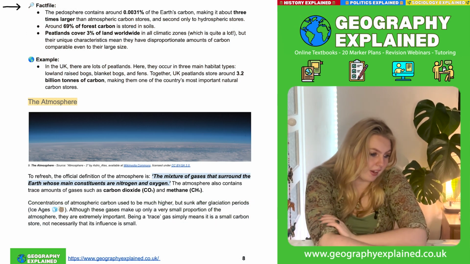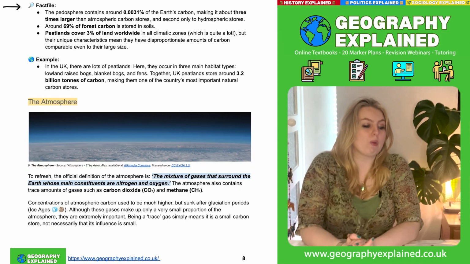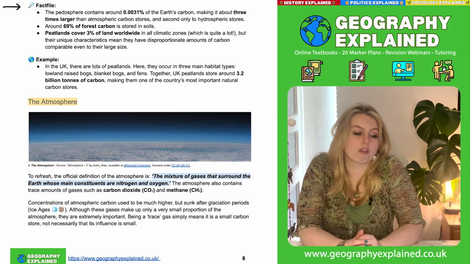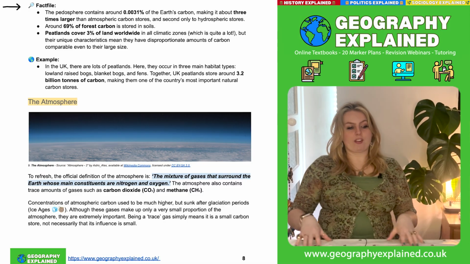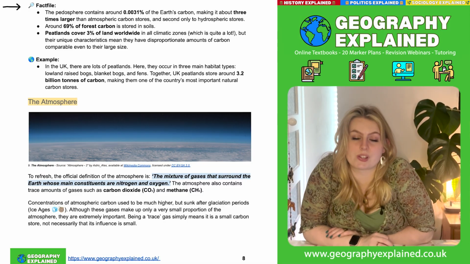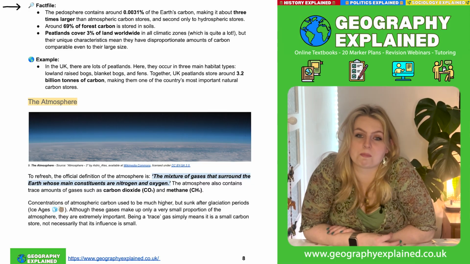And we come on to the fact file. So the pedosphere contains around 0.0031% of the Earth's carbon. So it does make it around 3 times larger than the atmospheric carbon stores, and second only to the hydrospheric stores, which is quite interesting because that seems like such a small number in comparison, but it still comes second.